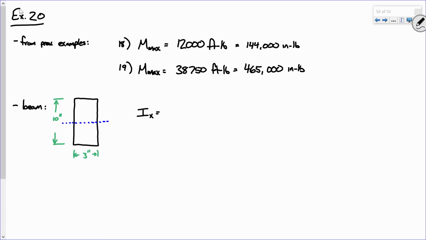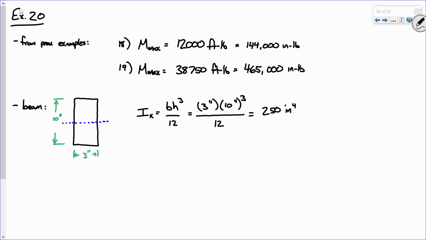See, if this was a composite shape, we'd have to go through and set up the table, and you know, if we had holes and triangles, we have to set up the table and do the parallel axis theorem. But this is just a rectangle. We don't need to do all of that. What is the moment of inertia of a rectangle? BH cubed over 12. Remember, moments of inertia come out in inches to the fourth. So this is going to be 3 times 10 inches to the third over 12, which comes out to be, see, that's 3 over 12, so that's 0.25 times 10 cubed, which is 1,000, 250. Sound good?